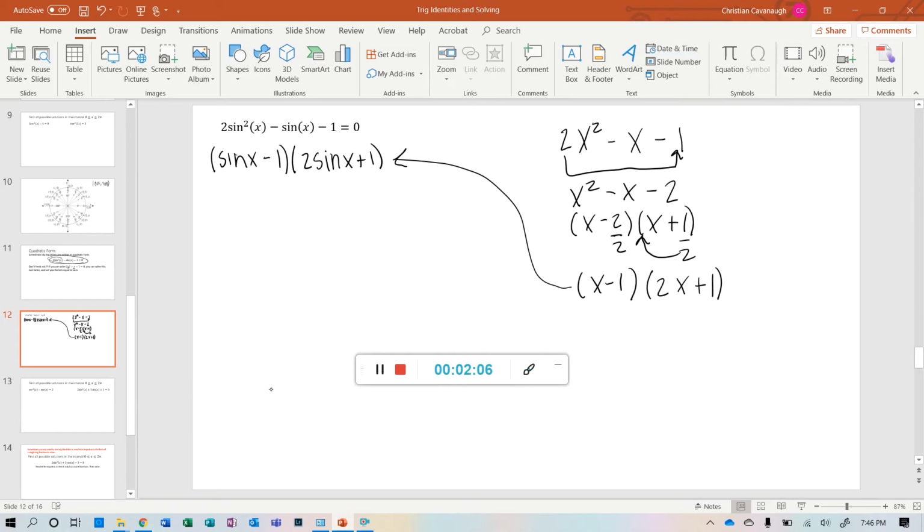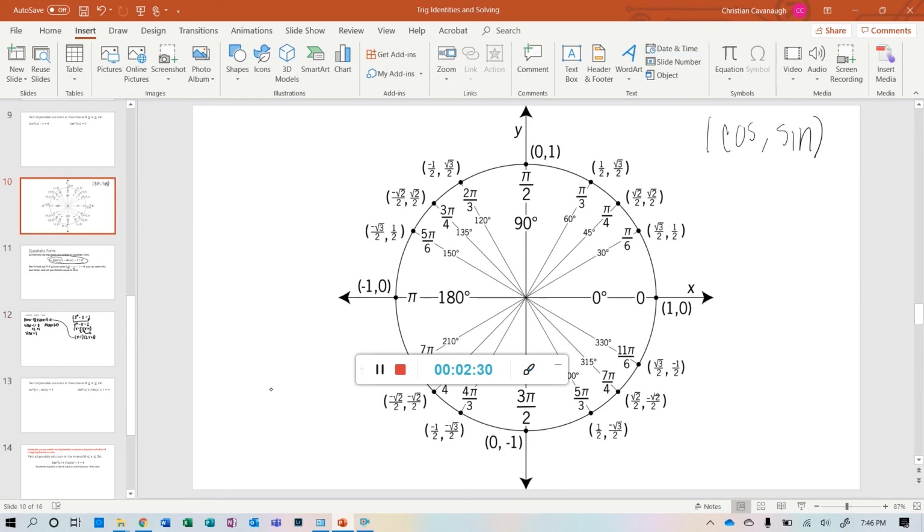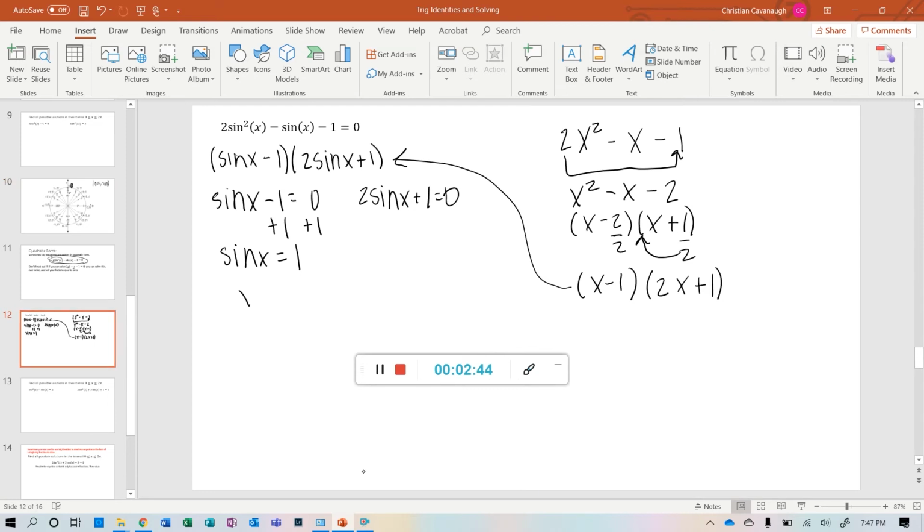And now I just want to set each of those factors equal to 0. So I have sine x minus 1 equals 0 and 2 sine x plus 1 equals 0. And then we're just going to solve them the same way that we've been solving all the others. So on this one, I'm going to add 1 and I'm going to get sine x equal to 1. I'm going to come back to my unit circle. I look for where sine is 1. Sine is the y value, so I just need the y value to be 1. That only happens right here at pi over 2. So I come back down here, and one of my solutions is x equals pi over 2.